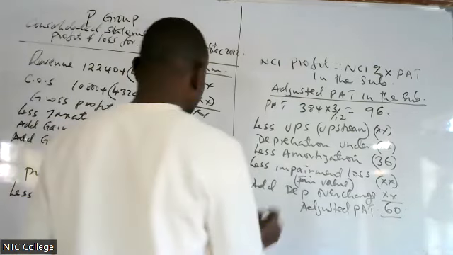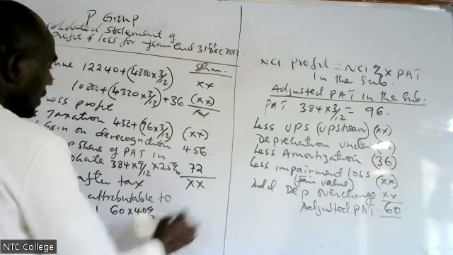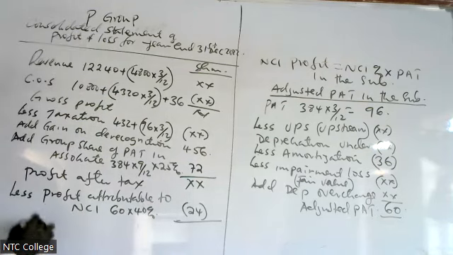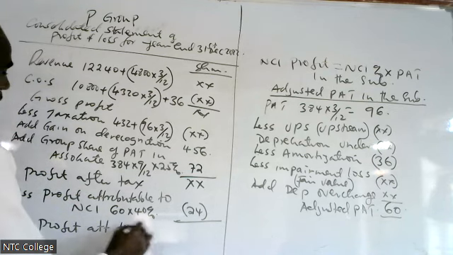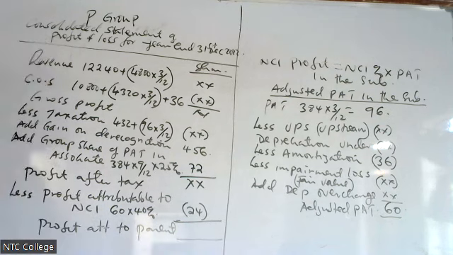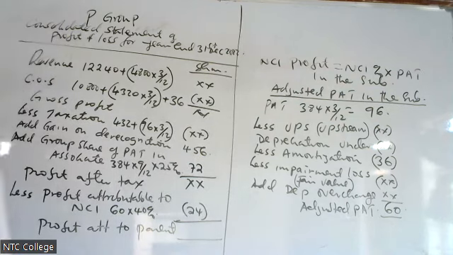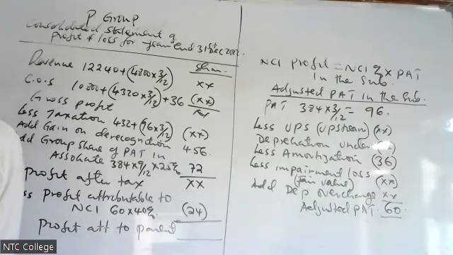Now, after I get 60, I take 60 times 40%. I get 24. I less 24 there. Then I get profit attributable to parent shareholders. That becomes the end of my income statement. That is what the examiner wanted to give you 10 marks for.